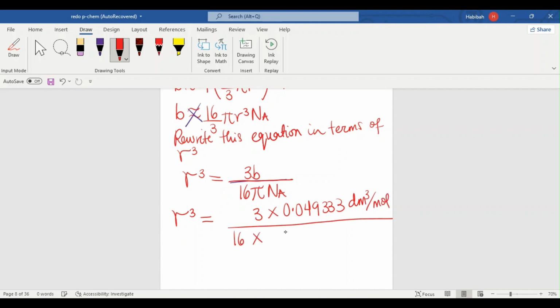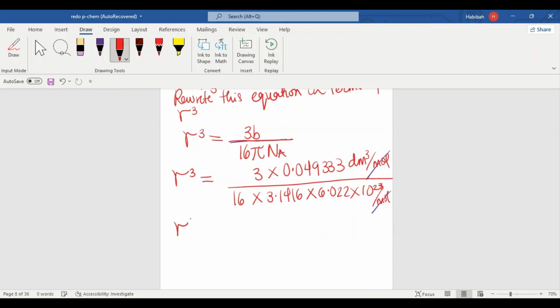So you got 16 times pi, which is 3.1416, and of course Avogadro's constant is 6.022 times 10 to the power of 23 per mole. So of course you cancel out the per mole and mole. So next we have 3 times 0.049333 decimeter cubed. We're going to multiply the information in the numerator to get 0.147999 decimeter cubed, divided by 16 times 3.1416 times 6.022 times 10 to the power of 23.